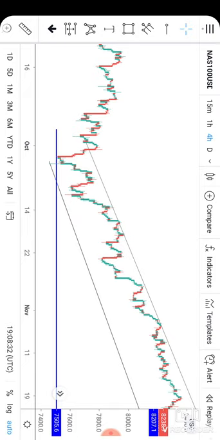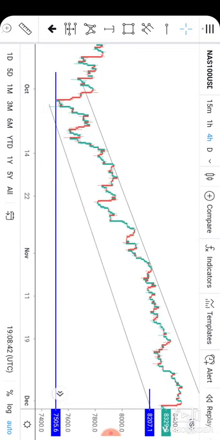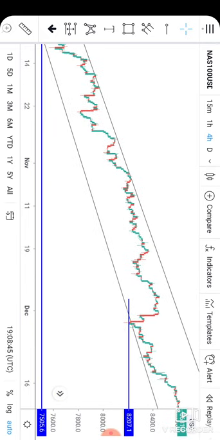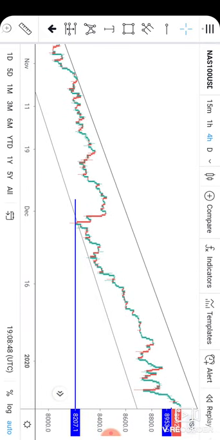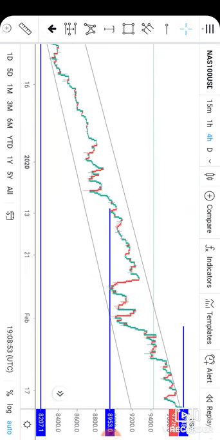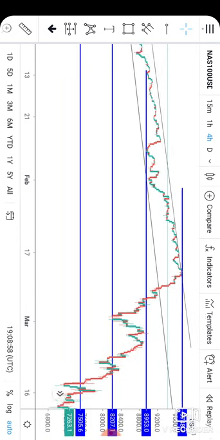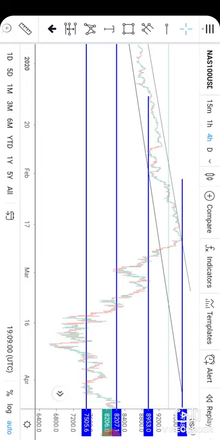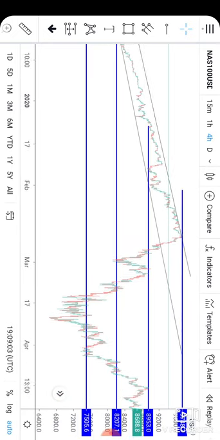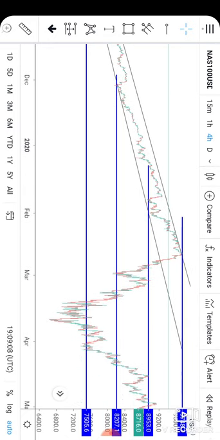I don't sell Nasdaq. I only look for what? Buying opportunities. So it can hit the upper trend line, which I won't sell. But as soon as it comes back to hit the lower one, I always buy. As soon as it comes to hit it, I buy. Always. I don't sell Nasdaq, guys. I don't know when I would want to sell it, but I don't sell Nasdaq. So that's one example.